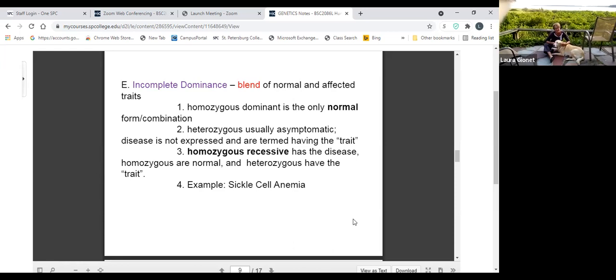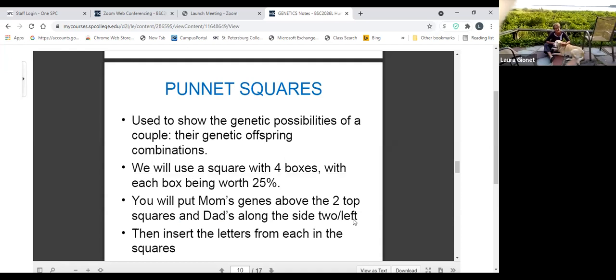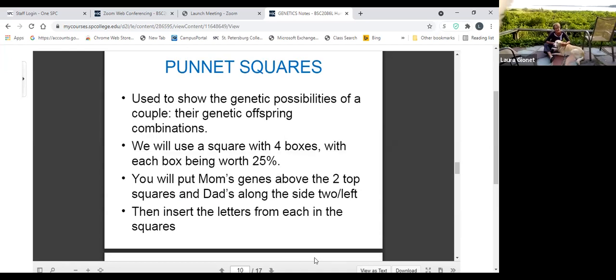Well, how am I going to interpret the results of my Punnett square? All right, so Punnett squares are used to show the genetic possibilities of a couple, their genetic offspring combinations. We'll use a square with 4 boxes, with each box being worth 25% of your outcome, or 1 out of 4, 1 out of 4, 1 out of 4. You put mom's genes across the top and dad's along the side, or vice versa. Some people put moms on the vertical y-axis and dad's on the horizontal. It doesn't really matter as long as you do the same thing every single time, because it's not going to change the outcome in the Punnett square.